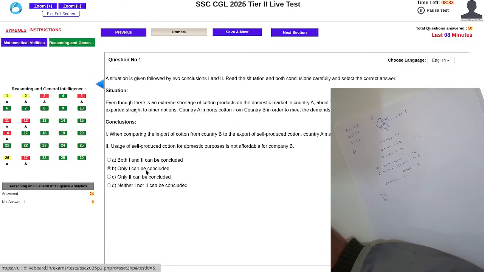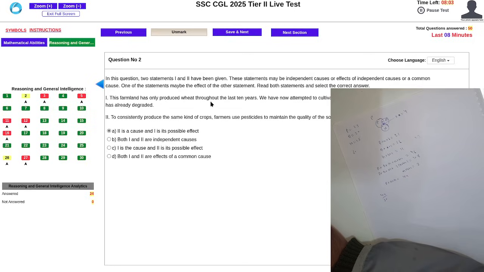रीजनिंग देख लेते हैं भाई. Huge profit. The country's quota production is exported straight to the last 10 years. We have now attended a country. So, to is the possible effect.